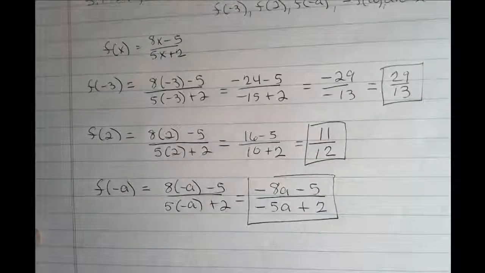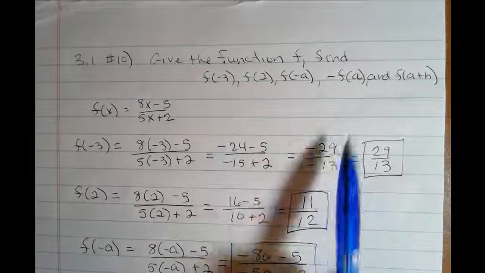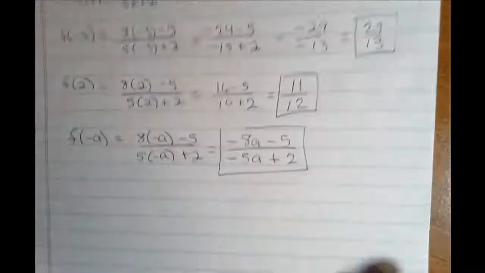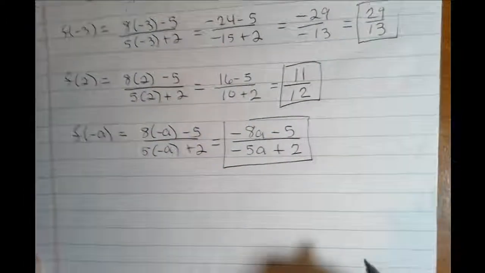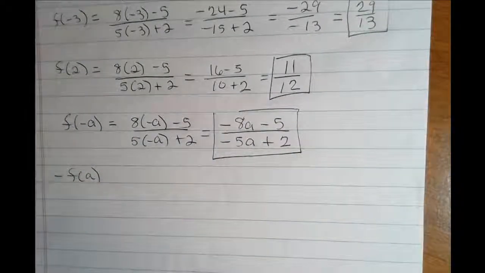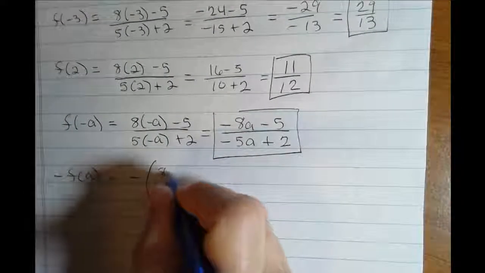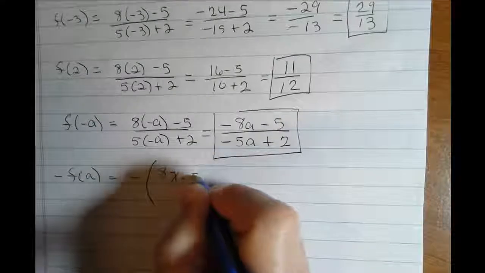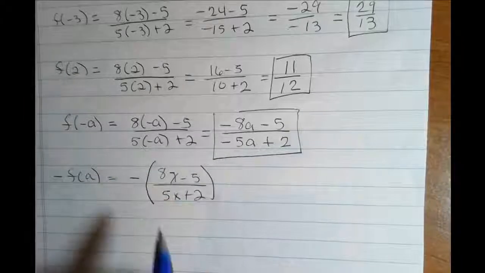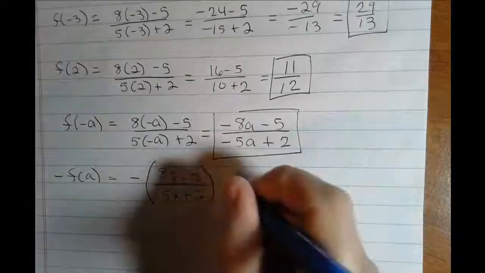And then the last one, I'm sorry, I almost forgot this one. We have negative f of a. Now what does that mean? So let's look here. I have negative f of a. So that means I'm going to negate the whole function. (8x - 5) all over (5x + 2). So here's my function, here's my f of a, and here's the negative f of a.